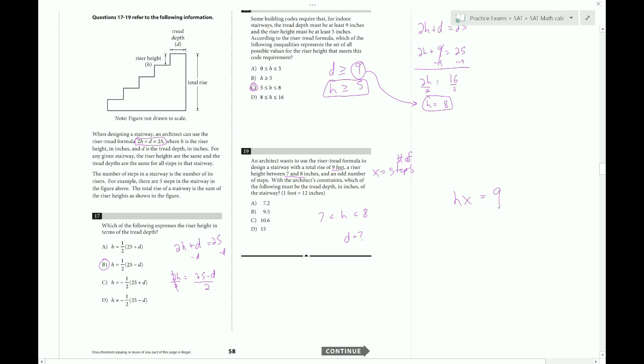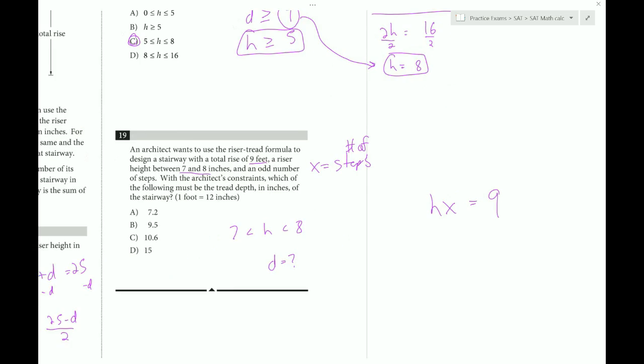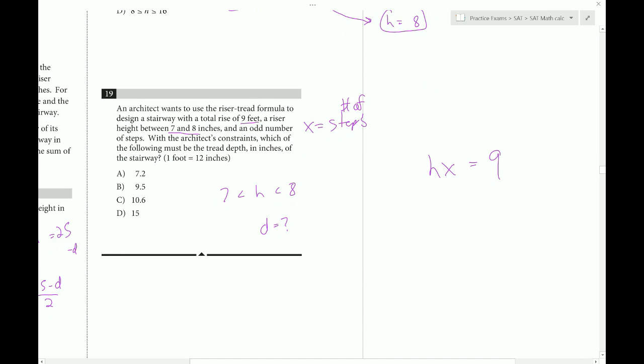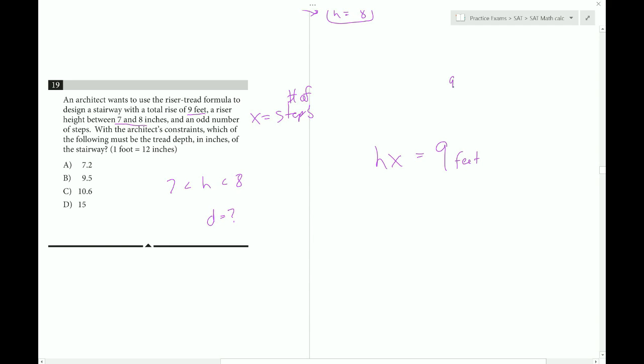Okay, and we want there to be an odd number of steps, and we want H to be between 7 and 8, right? Okay. Right, so, does this make any sense? Oh, 9 feet. 9 feet. The rest of the numbers are in inches. So we have to convert that to inches. So 9 times 12.